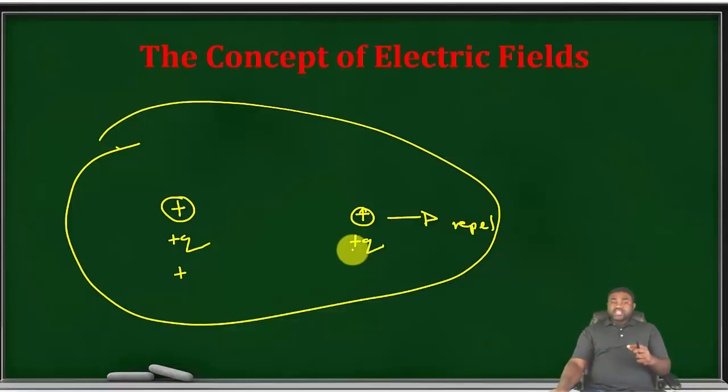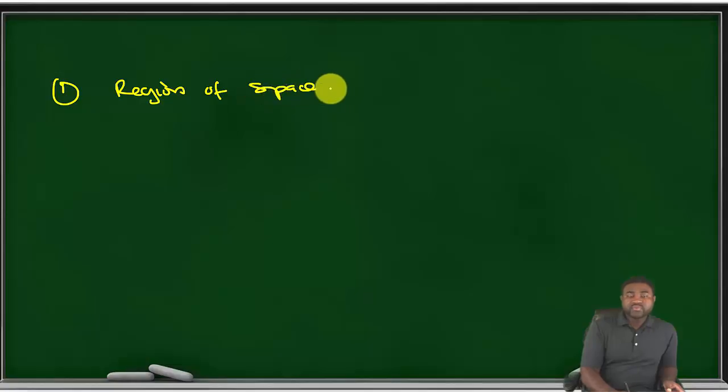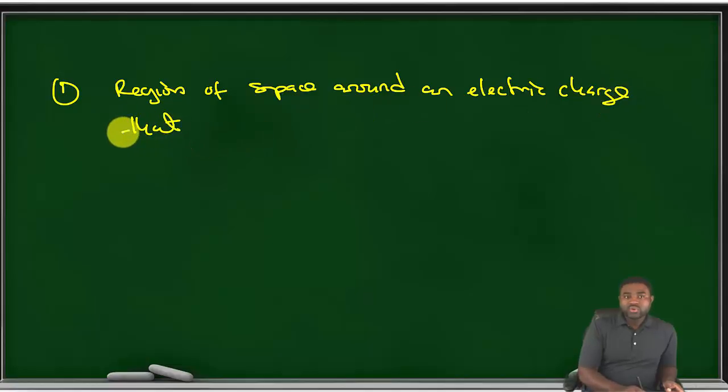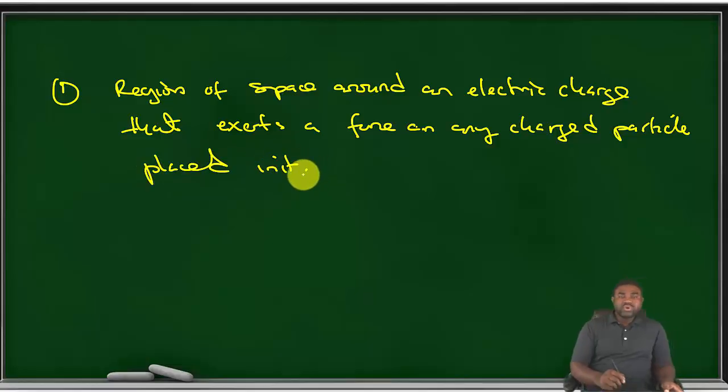So, to give you the definition of an electric field, an electric field can be defined as the region of space around an electric charge that exerts a force on any charged particle placed in it. In other words, it is the region of space around a charged particle in which any other charged particle experiences a force when placed in that region.